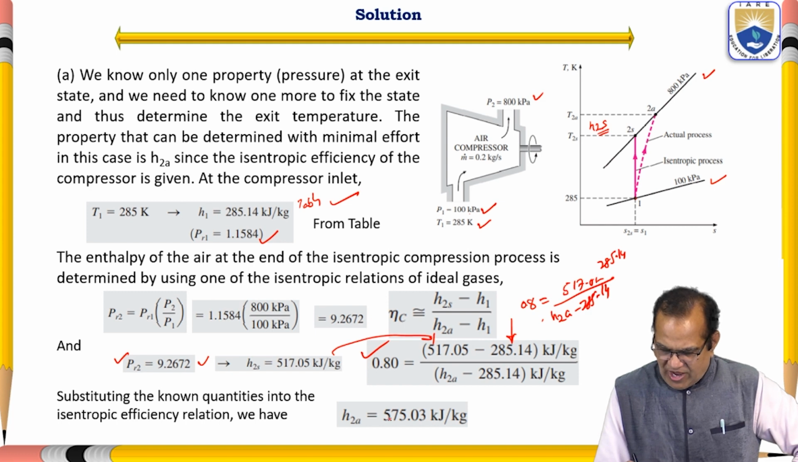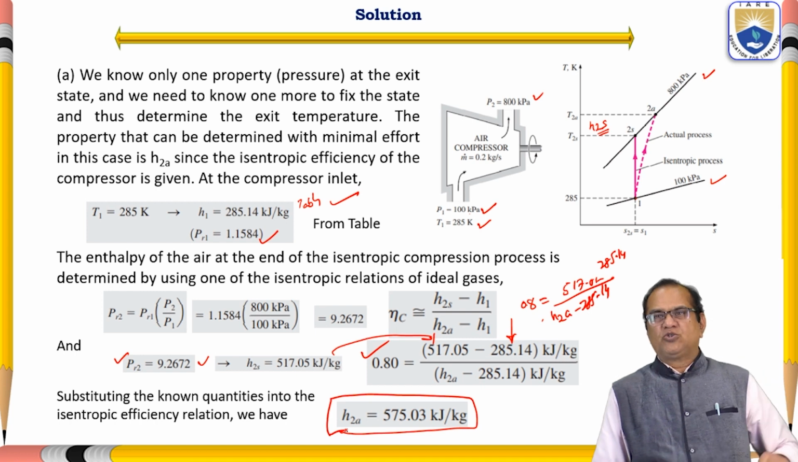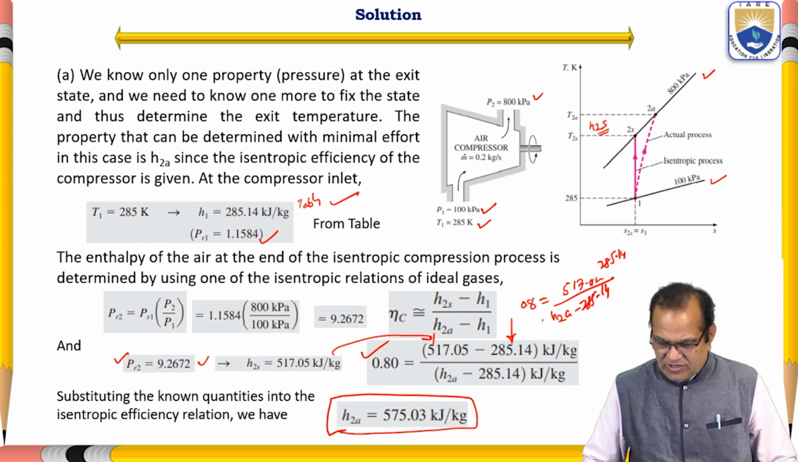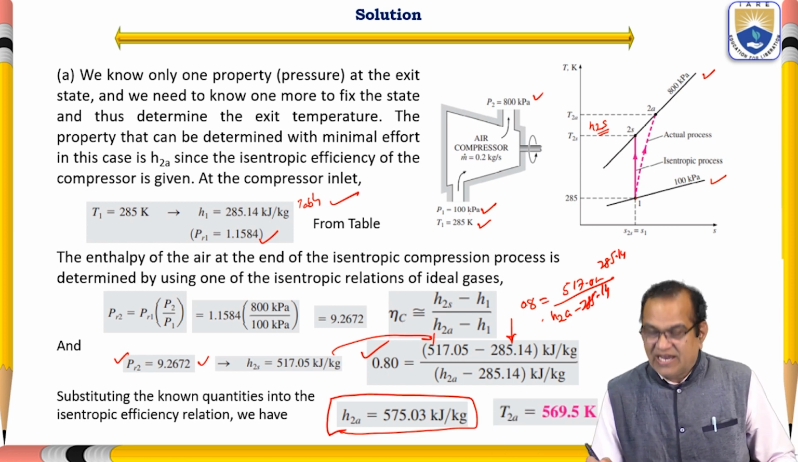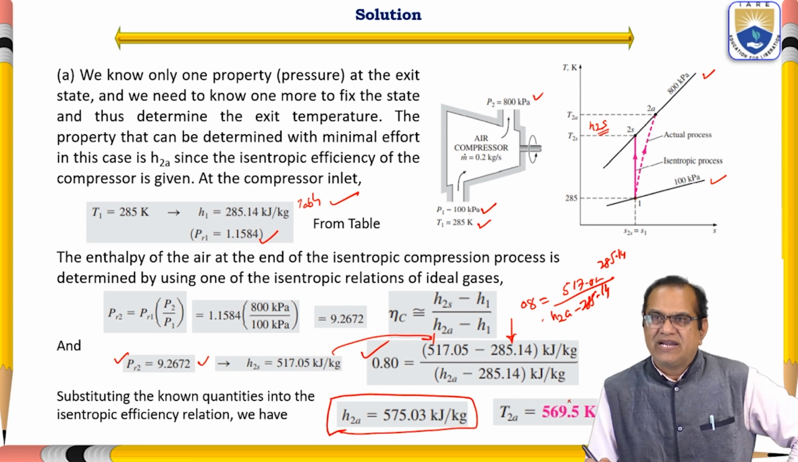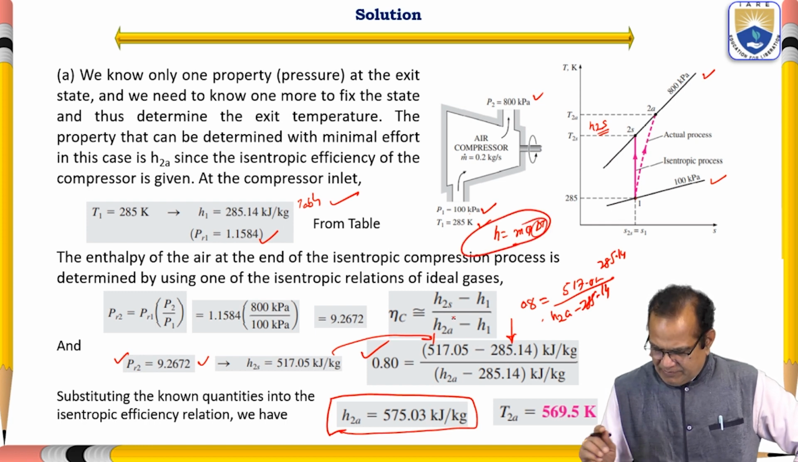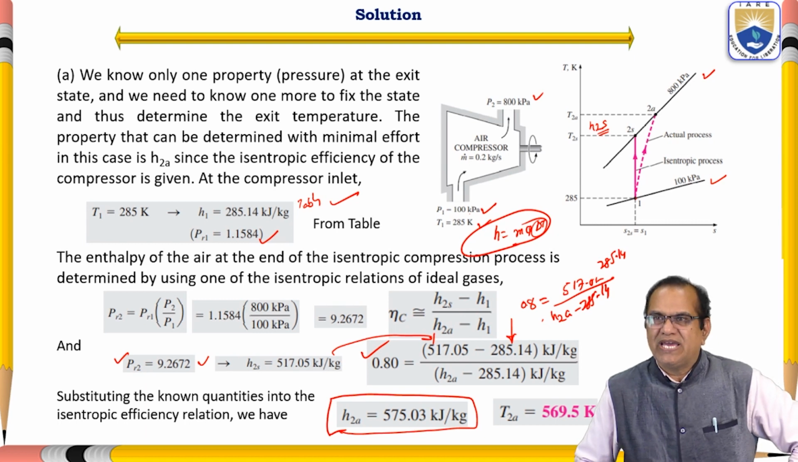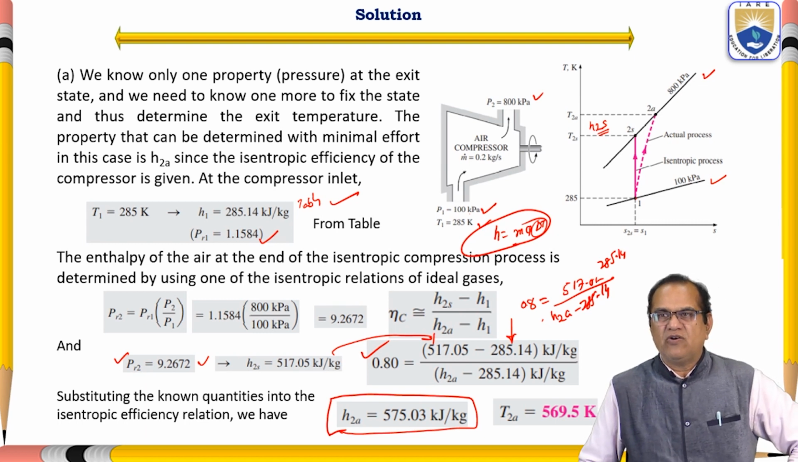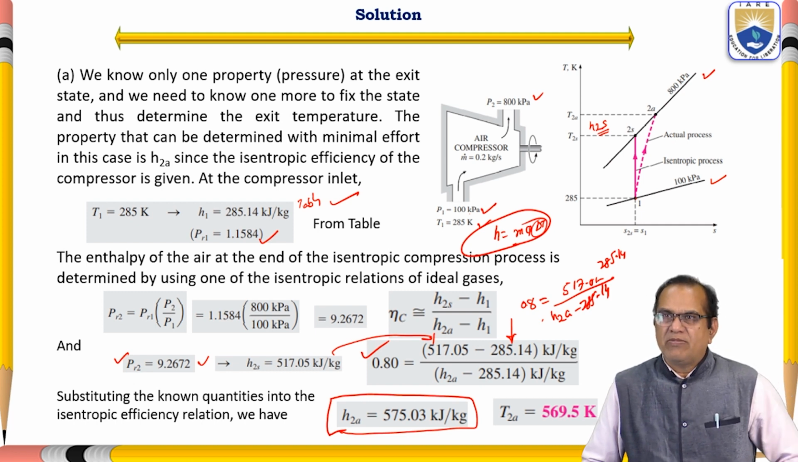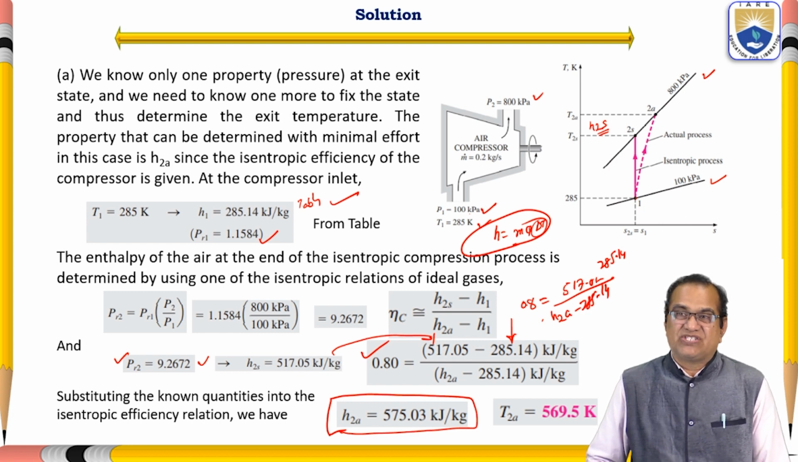So H2A we will get 575.0 kilojoule per kg. So if we got this H2A, we can find out the temperature, and in this case the temperature from this H is equal to MCP delta T. So here we can find out the temperature by this, and T2A we will get 569.5 Kelvin. So we got the first problem, that is the temperature of the exit.